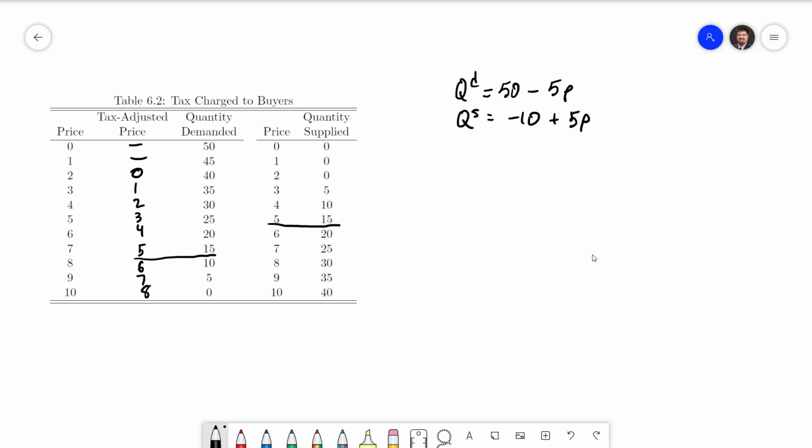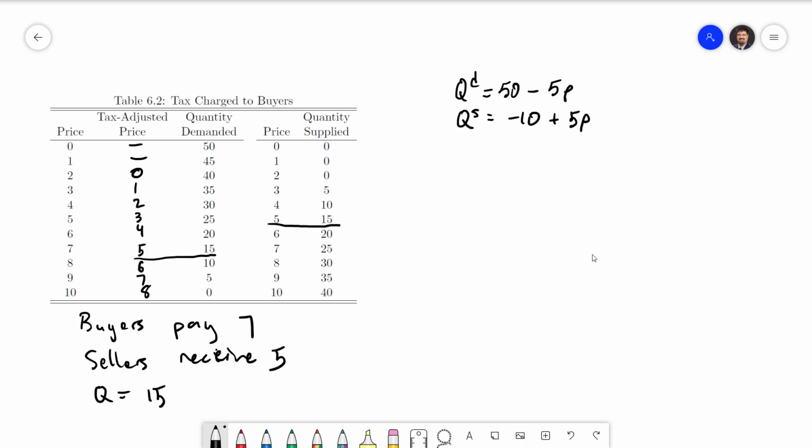Remember, though, that once the buyers pay 5 to the suppliers, they have to then send the additional 2 to the government. So what we get is the buyers pay 7, sellers receive 5, and the quantity is 15.